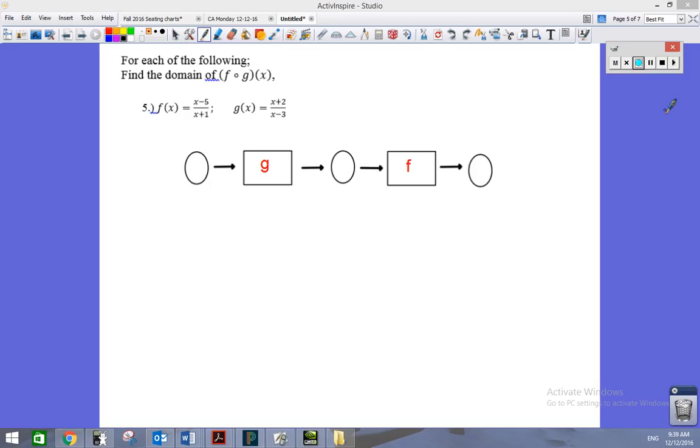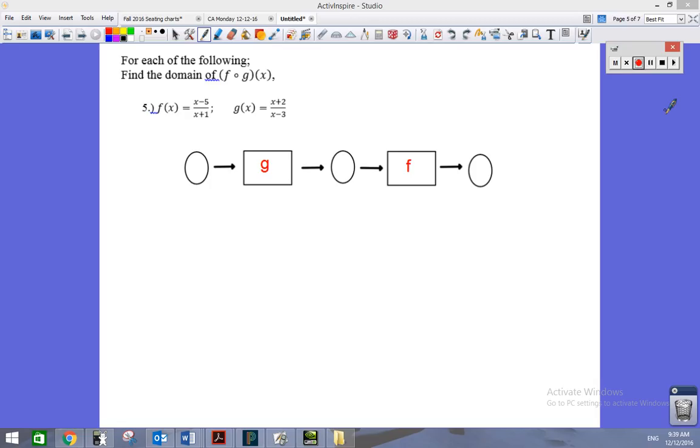We are finding the domain of the function composition f composed with g. Now, it's a little bit surprising, or at least I always thought it was surprising, that I don't have to find the actual function itself, the equation for f composed with g. I can use the idea of how it was built to find the domain of the composition.